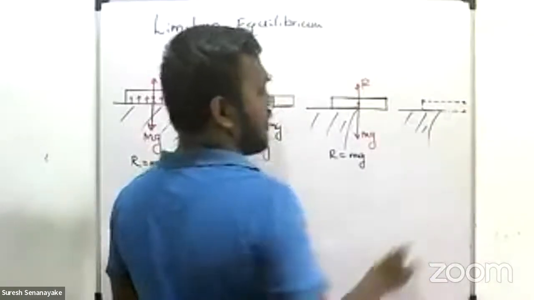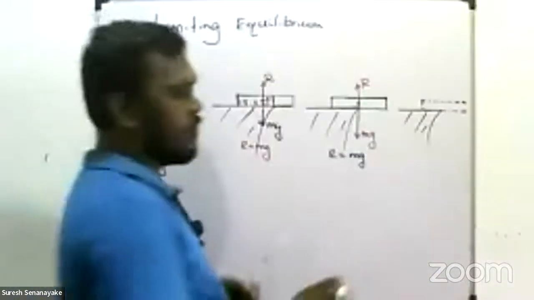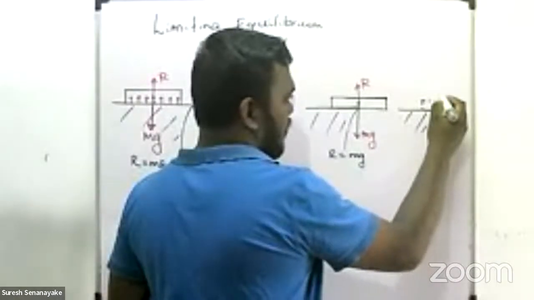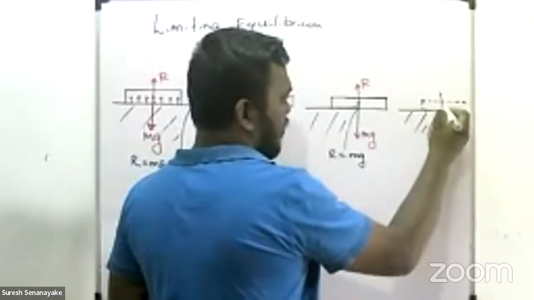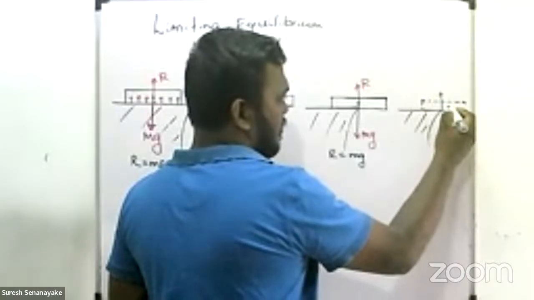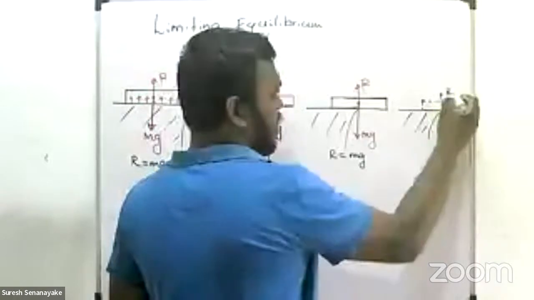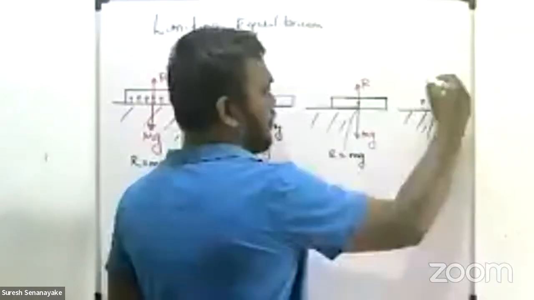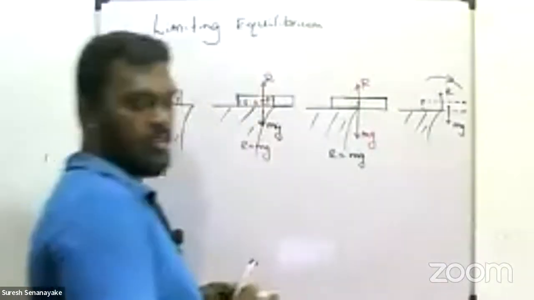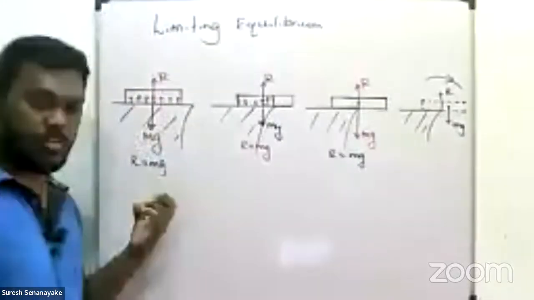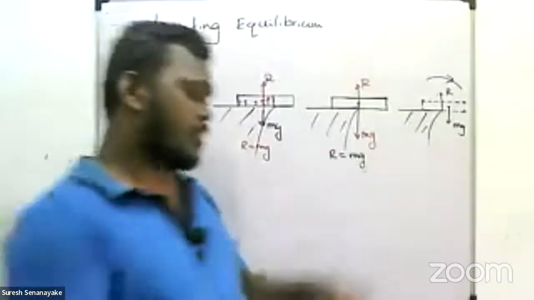then like that, you can't bear it. Because the normal reaction tries to act on this point while the weight is somewhere else, the object cannot be in equilibrium there, so it will happen. Because of the moment acting in these three cases, the moment is also zero.